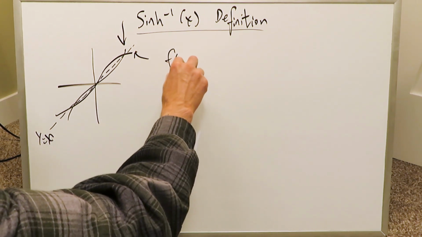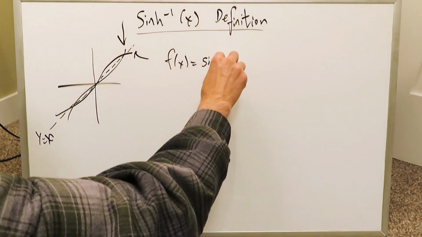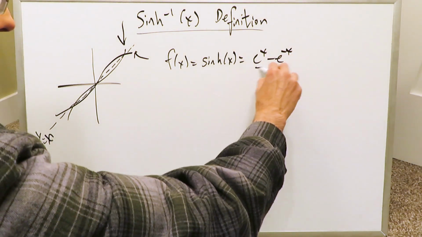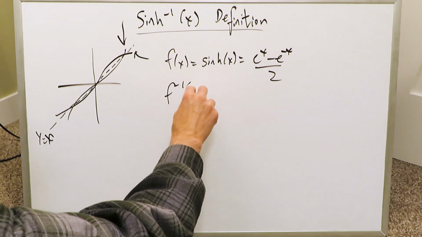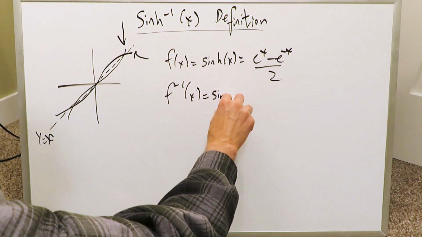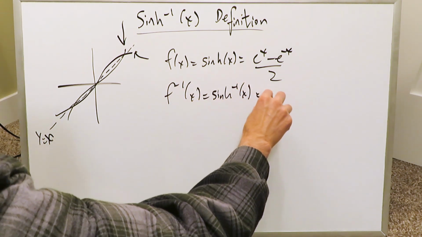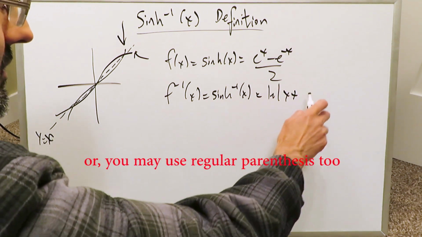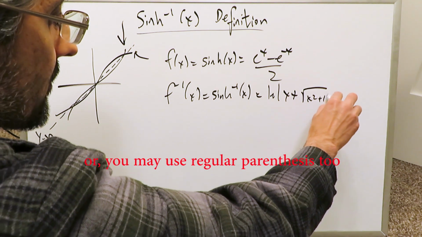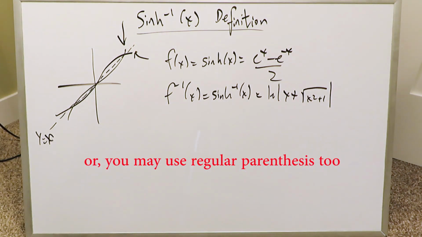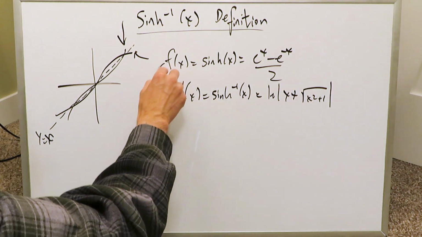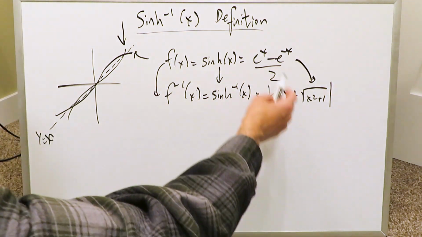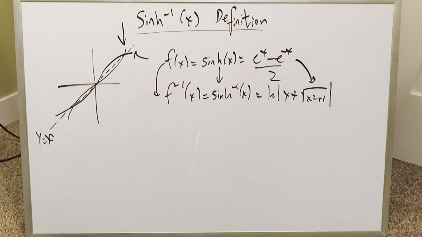If f of x is equal to sinh x, which in terms of its definition is equal to this, then the inverse is equal to this right here, and I'm laying it out for you. And the definition is natural log, absolute value of x, plus the square root of x squared plus 1, close the absolute value. Look, everything here is with regards to inverse. That is the inverse of that, that is the inverse of that. And you know, natural logs are the inverses of exponential functions.